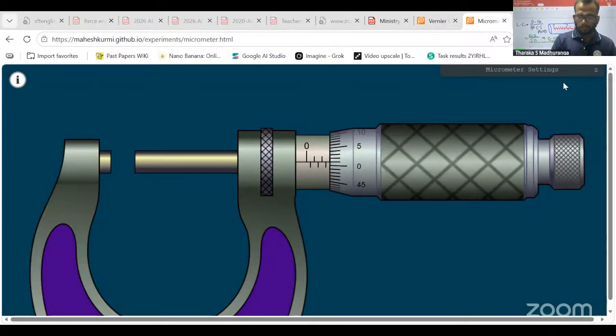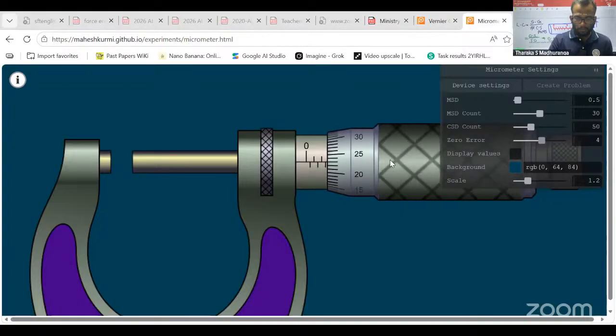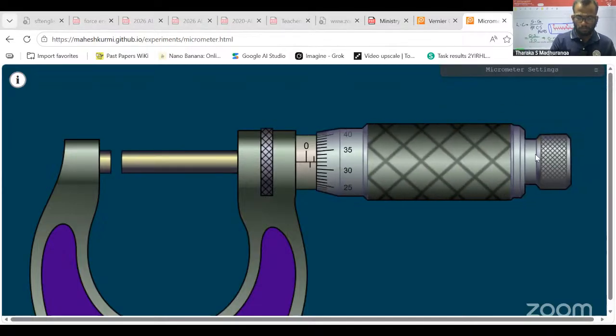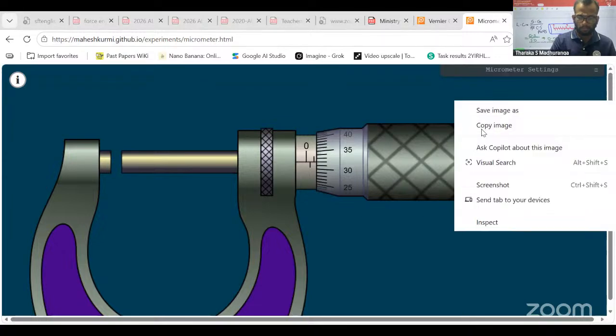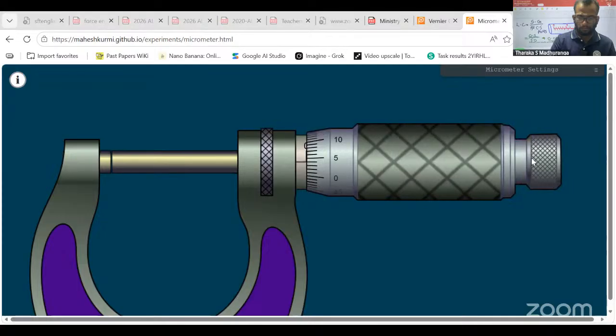In the positive zero error, what happens due to something applied? In the zeroing stage, we have to tighten fully by the thimble head or ratchet, like this. Then what happens? The zero and the linear scale middle axis do not coincide. That is the meaning of zero error of a micrometer screw gauge. This is positive zero error.